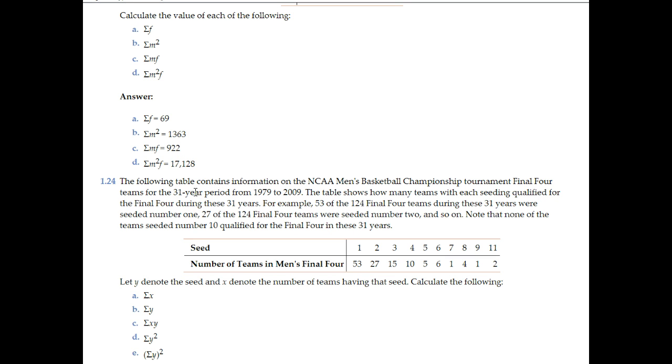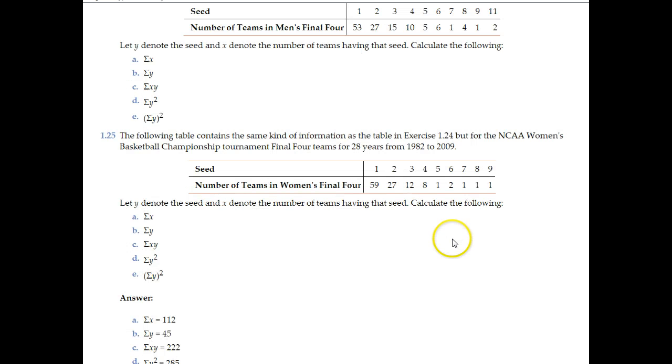The following table contains information on the NCAA Men's Basketball Championship Tournament Final 4 teams for the 31-year period between here and here. The table shows how many teams with each seeding qualified for the Final 4 during these 3 years. So what does that mean, seeding? I don't know what that means. Anybody know what that means? Seed 1, 2. I don't know what that means. So I'm going to skip that.